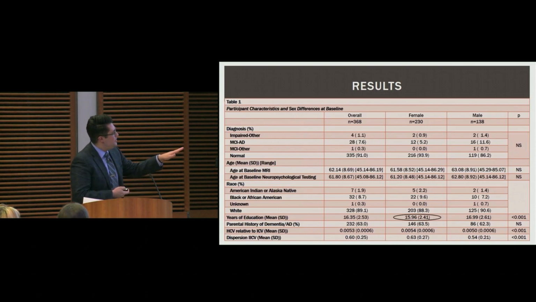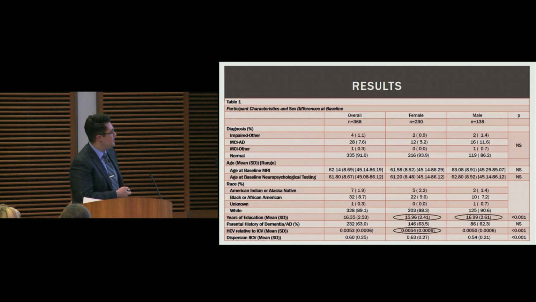So female participants had an average of 16 years of education, whereas males had an average of 17 years of education. Overall, this was a very well-educated sample, ranging, you could say, from an associate's degree to a master's degree. About 70% of all participants had a parent with a history of dementia due to Alzheimer's disease. And then we saw a difference in hippocampal volume relative to intracranial volume.